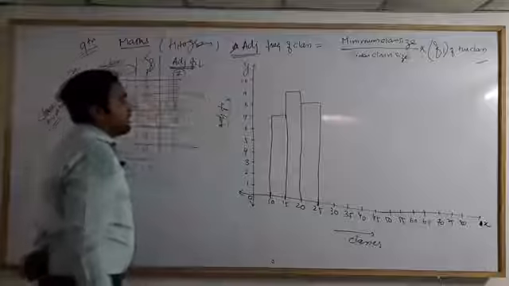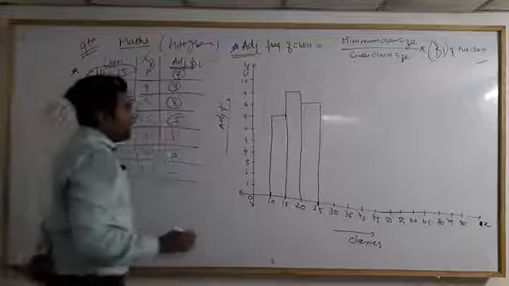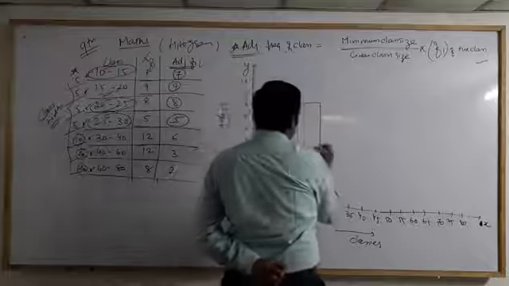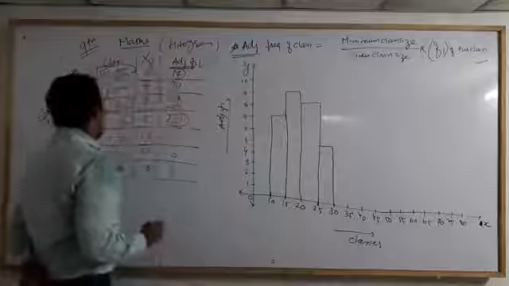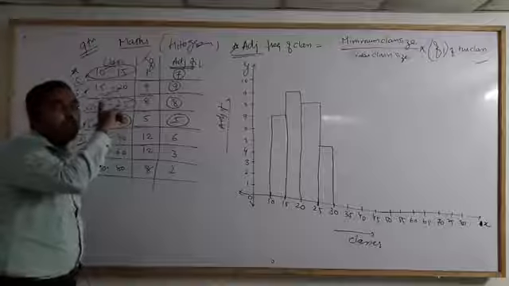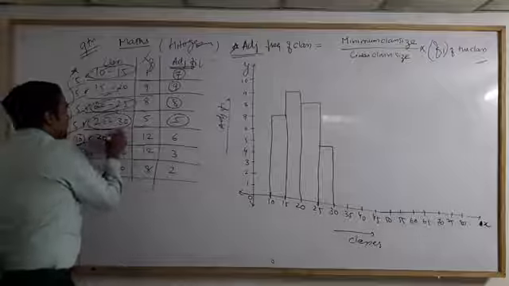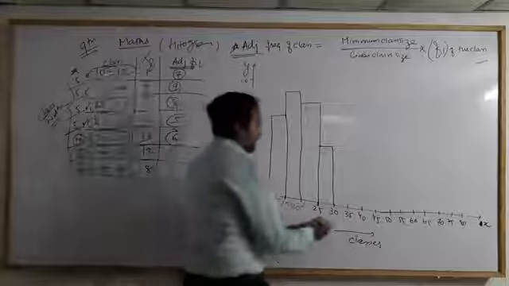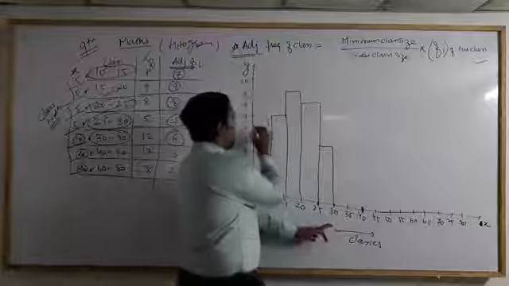Now we are moving to 25 to 30 and my adjustable frequency is 5. Now here is a major change between the histogram we learned in the previous lecture and this histogram. That is 30 to 40, and my adjustable frequency is 6. Now we are counting from 30 to 40, and my adjustable frequency is 6.